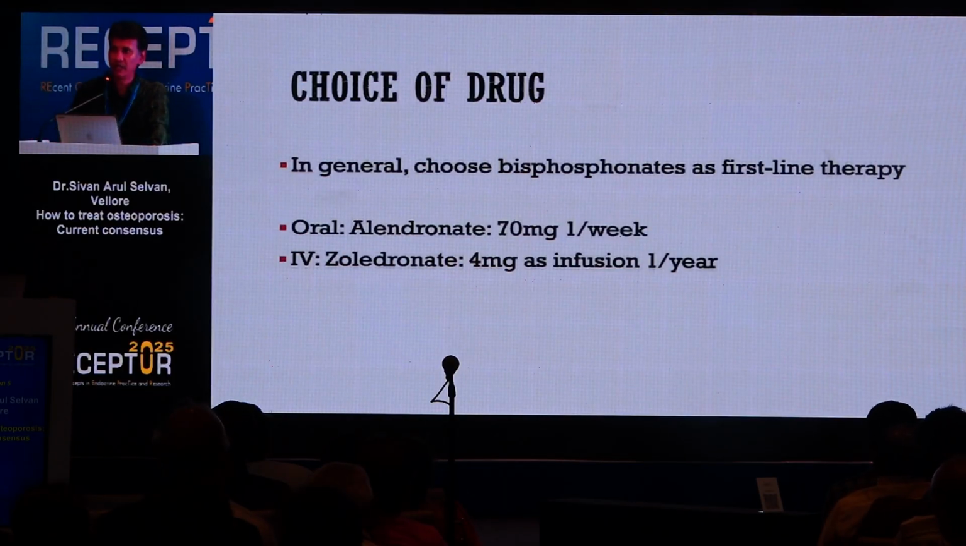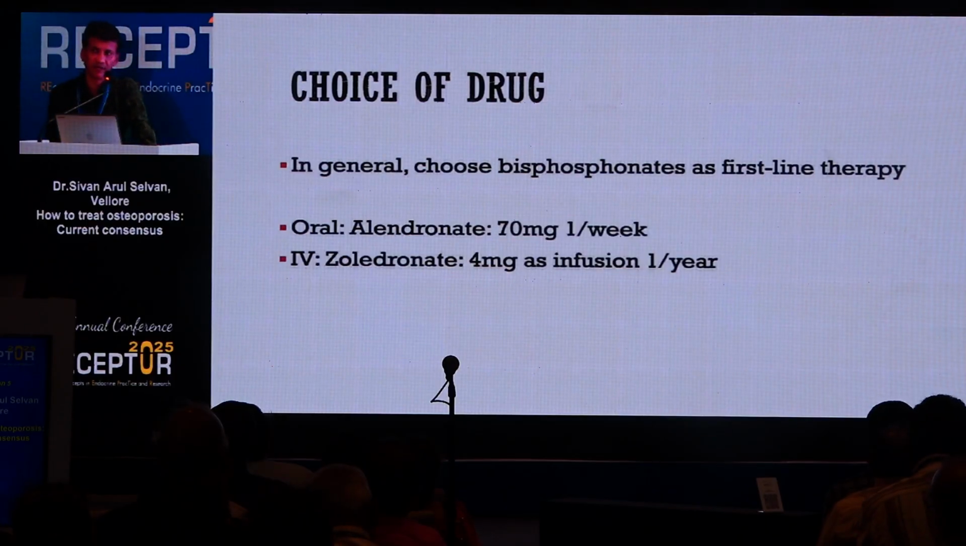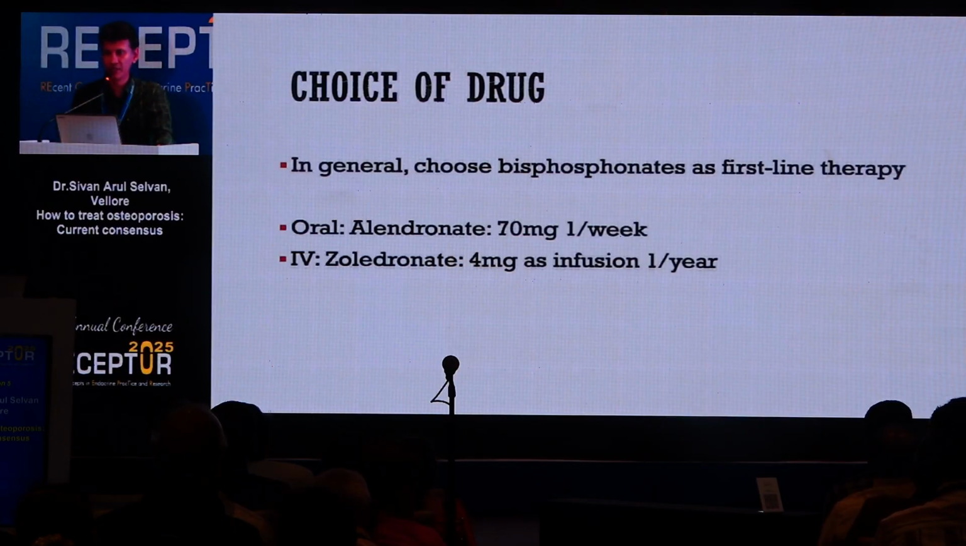Commonly used bisphosphonates: one is alendronate, which is oral, which you give 70 milligrams once a week, or IV zoledronate 4 milligram or 5 milligram as an infusion once a year. These two are the commonly used bisphosphonates. We also have risedronate or ibandronate, but these two are the commonly used ones.